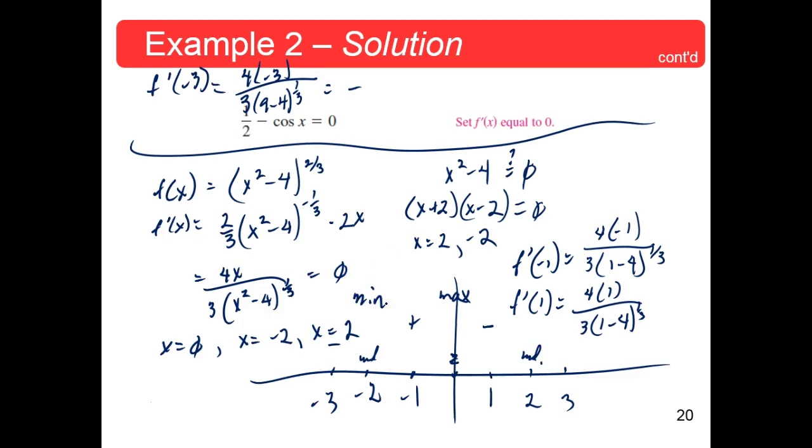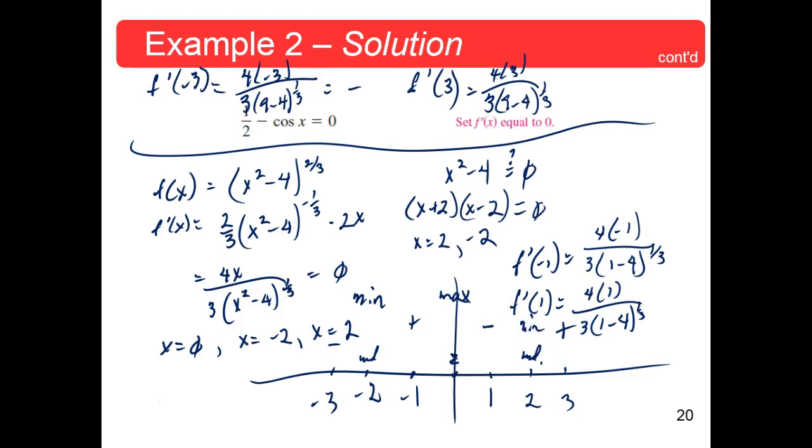Okay, now let's see what happens when we do f prime of +3. That would be 4 times 3 over 3 times, and +3 squared is also 9 minus 4 to the 1/3. What's that going to be? Positive here too. Okay, so then what do we have here? Negative coming into 2, undefined at 2, and then positive leaving 2, another minimum.